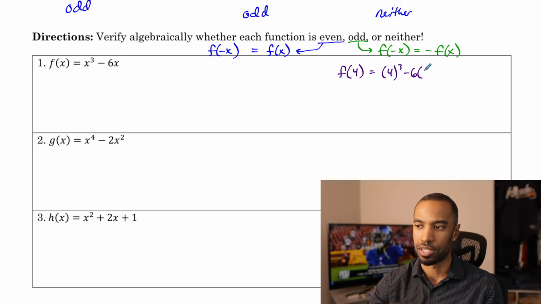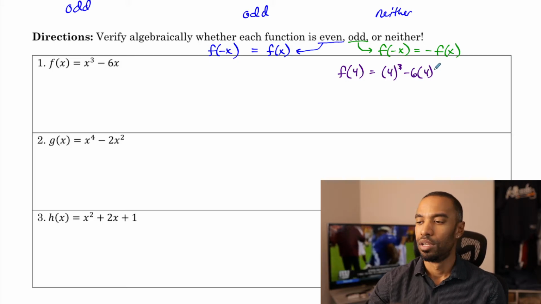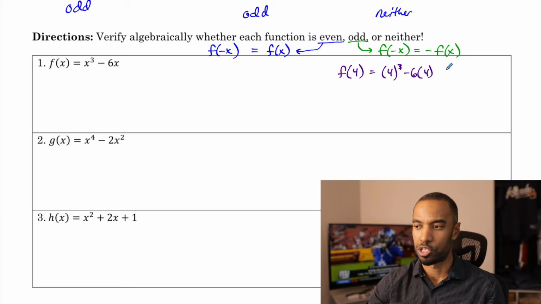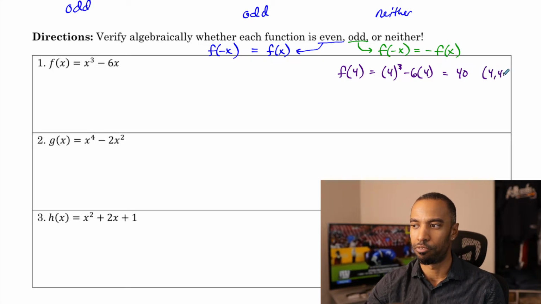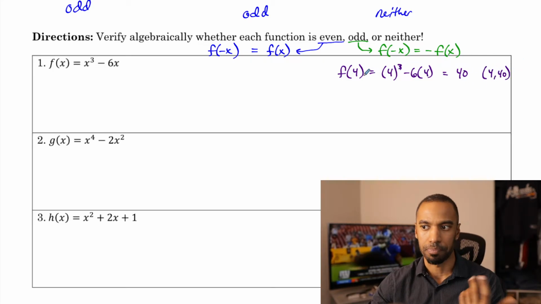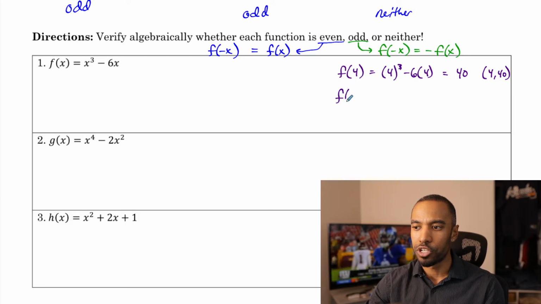4 cubed minus 6 times 4, for example. 4 cubed is 64. 6 times 4 is 24. 64 minus 24 is 40. So what this is telling you is there's a point on the graph that is (4, 40). When x is 4, y is 40. Awesome. What about the negative version of 4, though?